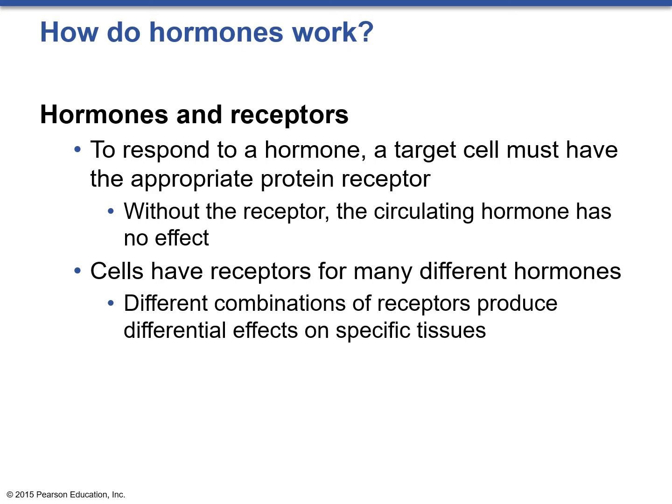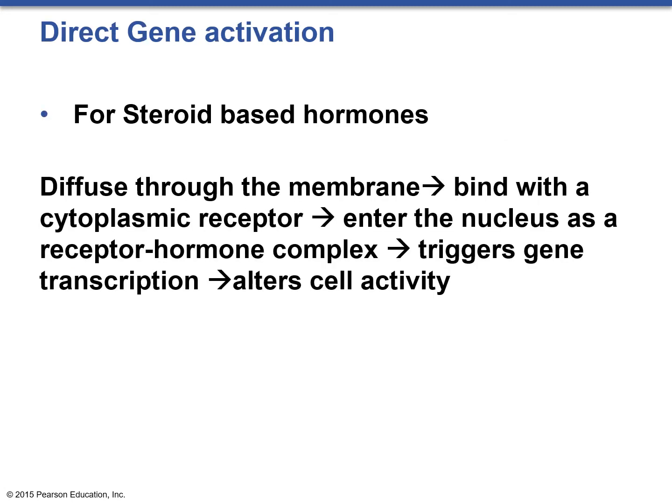The hormone can cause the cell to modify its genes or change its cellular function. It does this through one of two pathways. The first pathway is direct gene activation. This is what is used by steroid and lipid-soluble substances. Steroid-based hormones use specific and direct pathways to activate the cell. First, they diffuse through the membrane, bind with a cytoplasmic receptor, enter the nucleus as a receptor hormone complex, and then trigger gene transcription.